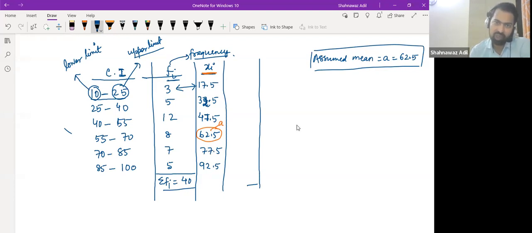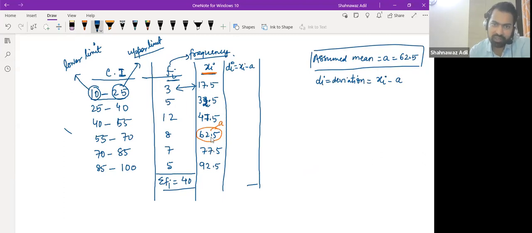Okay. Then what we do is we make a table of di. So di is the deviation, and this is defined as xi minus a. So we make another table which is xi minus a. So this is how much?